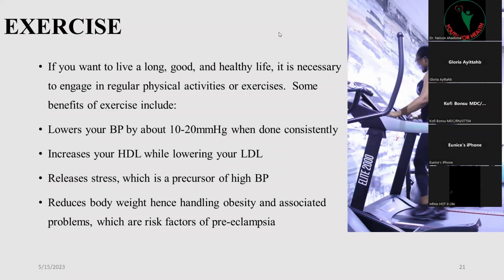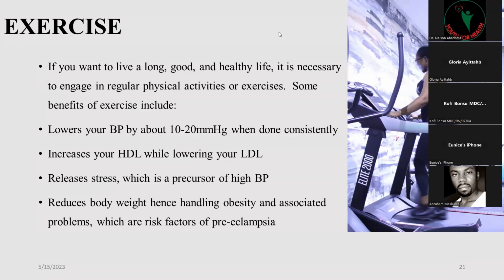Exercise really helps us, and some of the benefits of exercising are that it helps us reduce our BP levels by 10 to 20 millimeters of mercury. It also increases your HDL cholesterol, which is the good cholesterol, and lowers your bad cholesterol, which is the LDL.